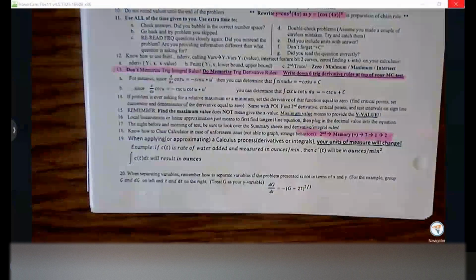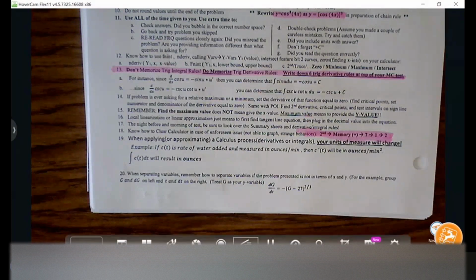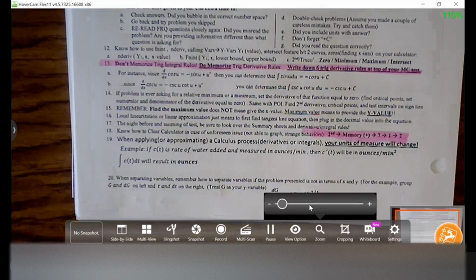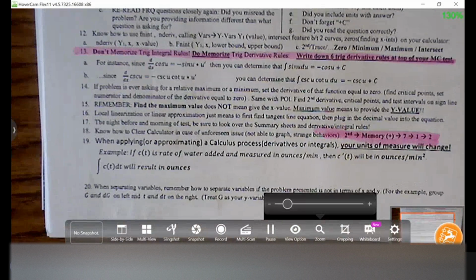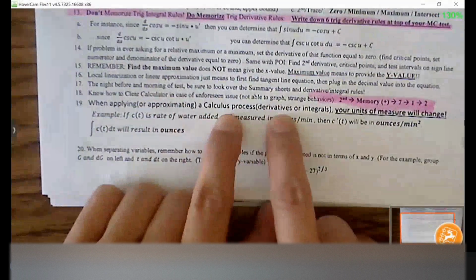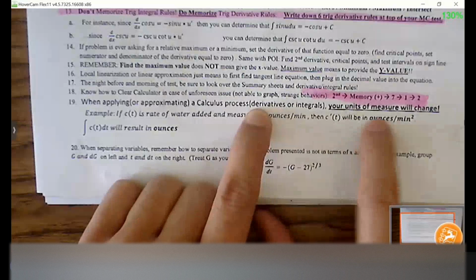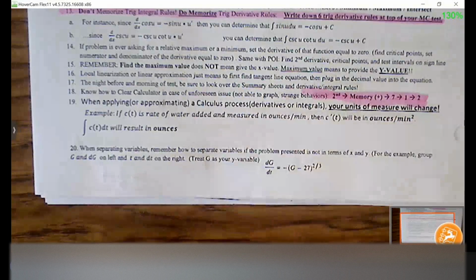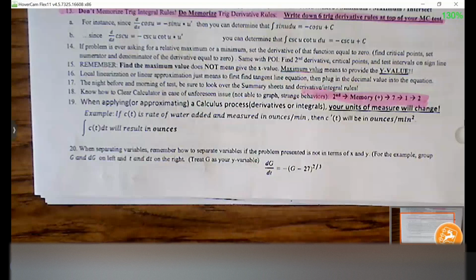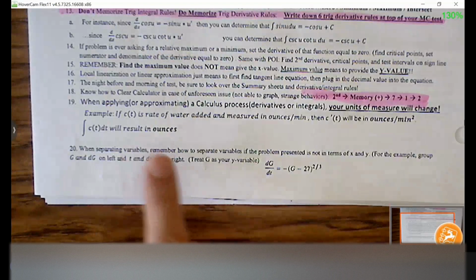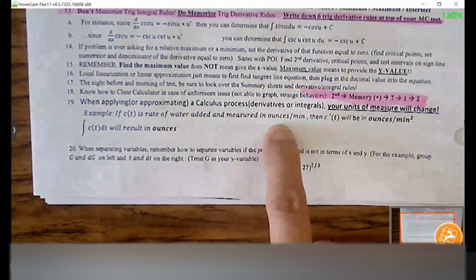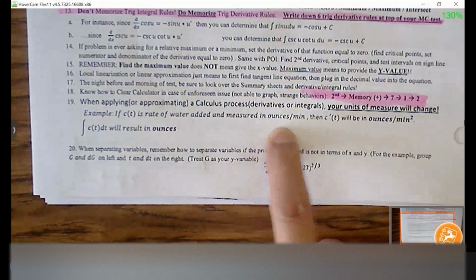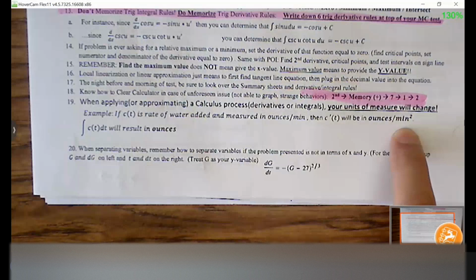Okay, last piece of advice here on this sheet. Okay, when you're applying or approximating a calculus process, a derivative or integral, your units of measure will change. I think most students are pretty good with derivatives. They know that, okay, if I start off with meters per second, I'm going to get meters per second squared if I find the derivative. If I start off with ounces per minute, a derivative or slope is going to turn into ounces per minute squared. I think we're pretty good with that.